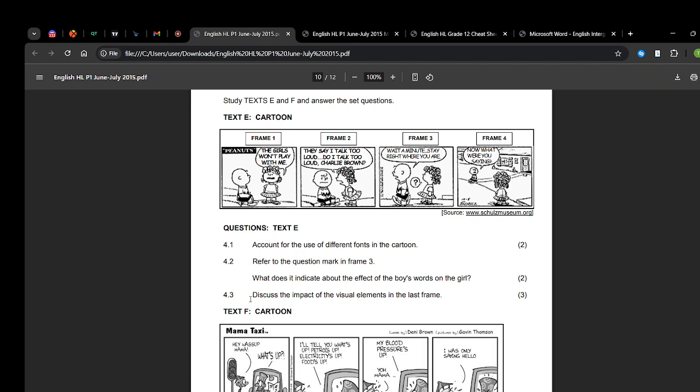The question asks, discuss the impact of the visual elements in the last frame. You could say anything along the lines of, I think the girl's back is towards the reader or the viewer, and there's no speech bubble over her head. So this can show that perhaps she's frustrated, like the other lady said on the call, or perhaps that she's been proven wrong and she doesn't know what to say. That's a visual element in how she's standing, her posture, body language. 100%, guys, we're going to get these distinctions, I'm telling you.